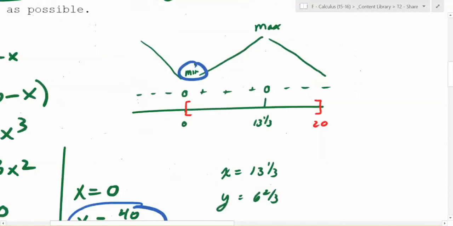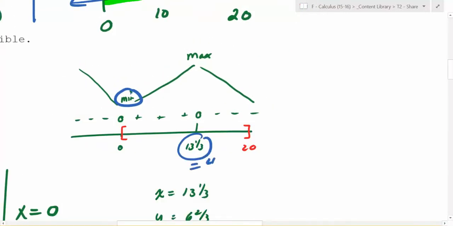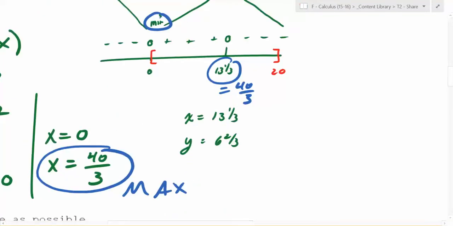And what does this sign diagram tell us? This is that right there, everybody. That is equal to 40 over 3. What does this sign diagram tell us, Henry? What happens here at 13 and a third? It's a max. So it's up and then down. So that's our x value. And then how do you get the y value?